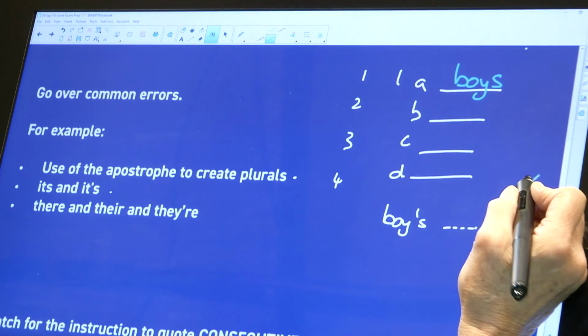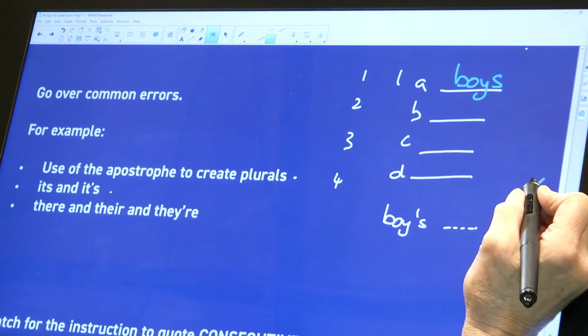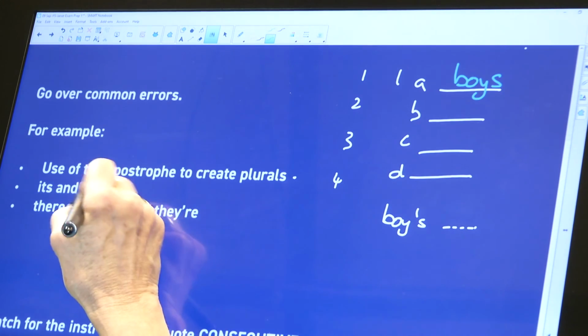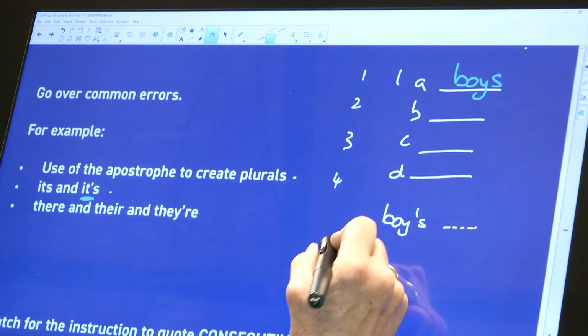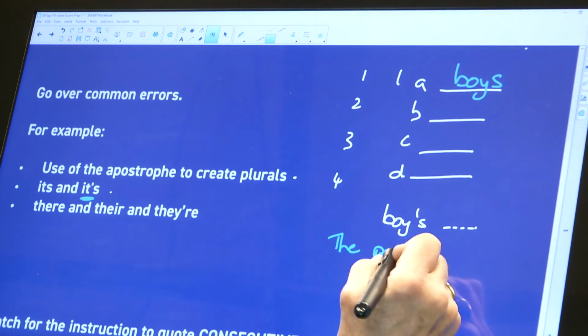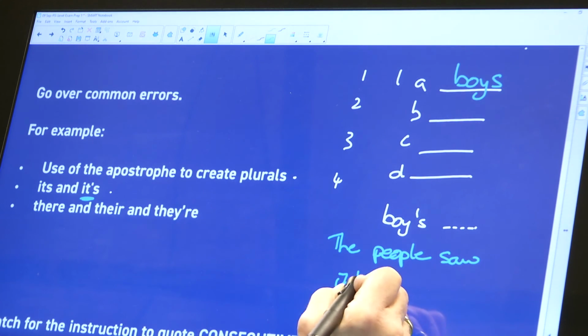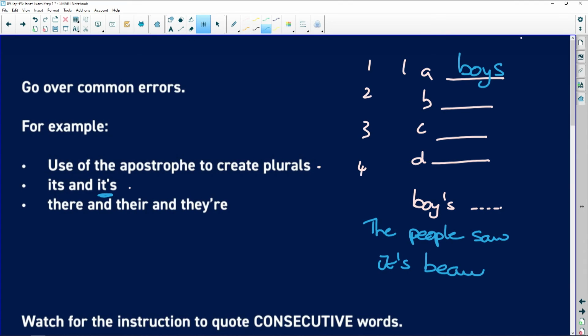Then its comes up in virtually every single English paper. So you must know the difference. This is the one that they keep using. The people saw its beauty. Let's say I'm talking about the sea. The people saw its beauty. That is, it is. And you've got to write its, not it is beauty.